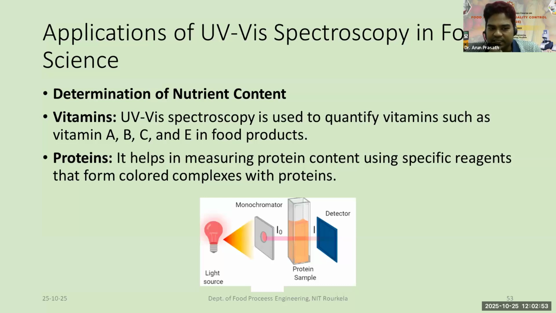The determination of nutrient content, especially vitamins and proteins present in food materials, has very big potential applications. It helps in measuring the protein content using specific reagents that form a colored complex with the protein.